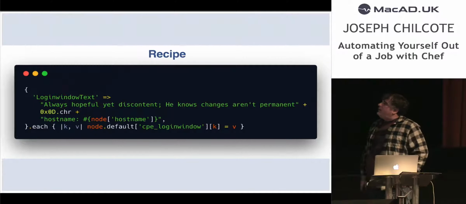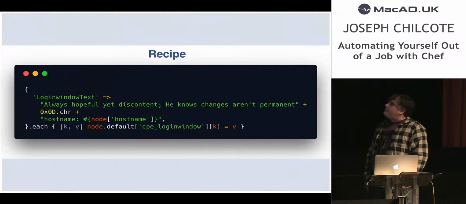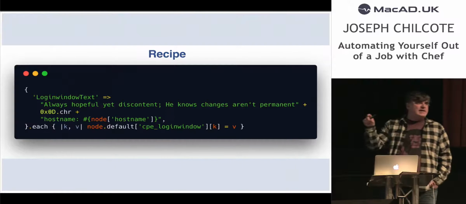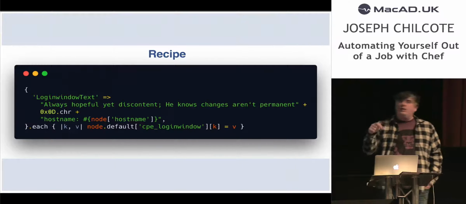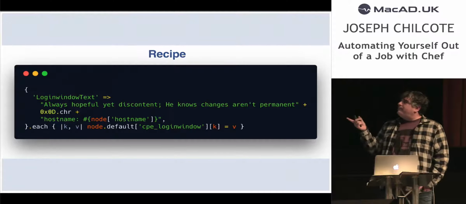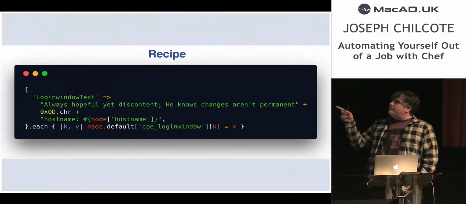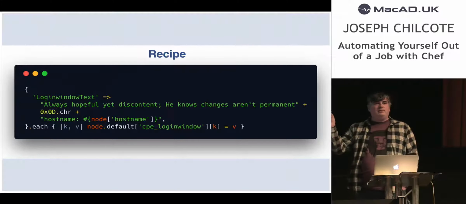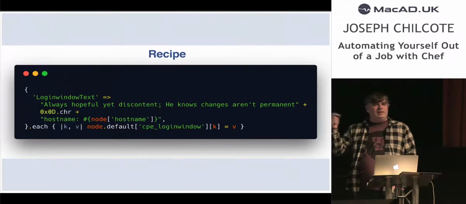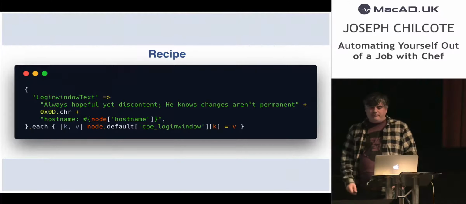And then here, I have a customization that I made for this talk. I'm just adding login window text. So it's the text banner that would show up on the login window, right? And throwing in a custom line with the host name. So it's pulling the host name from what it knows from Chef and putting it into the login window banner.